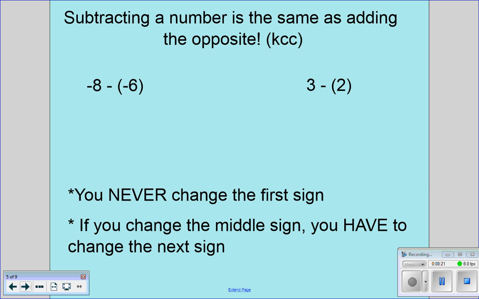And then I have 2 things you're going to need to know with this. Down here, you never change the first sign, and if you change the middle sign, you have to change the next sign. You're like, I still don't get it, but I'm going to show you. You'll get it as soon as we're done talking and practicing today. So you never change the first sign. If you change the middle sign, you have to change the next sign.